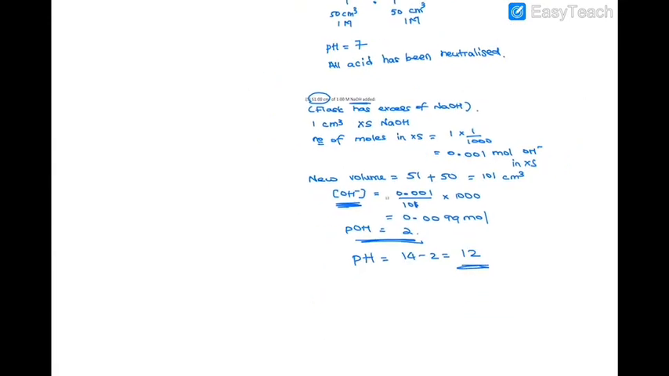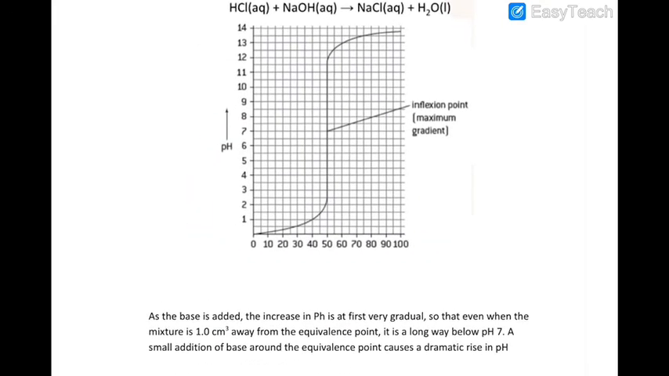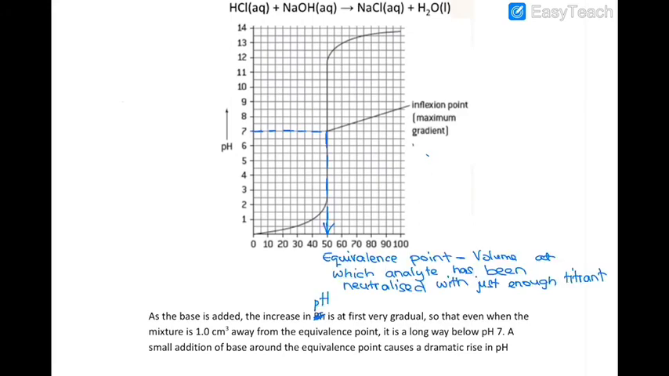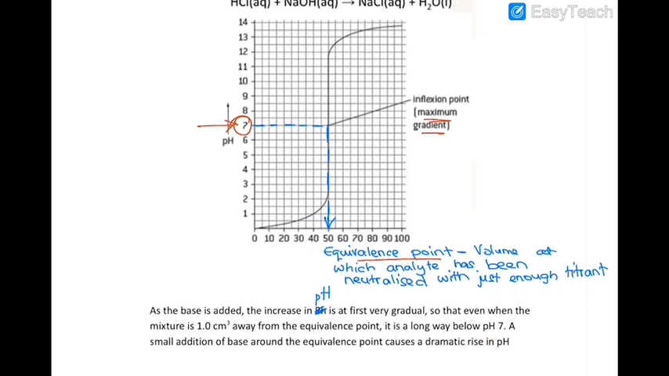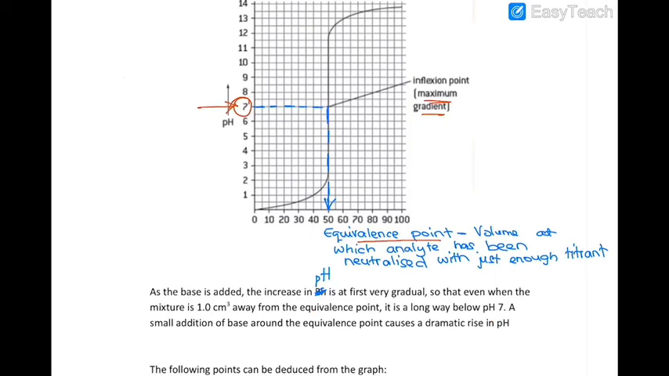Now all this information can be seen from the pH curve that we get when we do the titration. So this is a typical curve for strong acid, strong base titration, where you get the equivalence point over here, where you have that maximum gradient point. So at pH 7, for all strong acids, strong bases, you will have that neutralization point at pH 7. And here you have the equivalence point, that is the volume of titrant that is required to just neutralize the analyte, so there's no excess of anything.